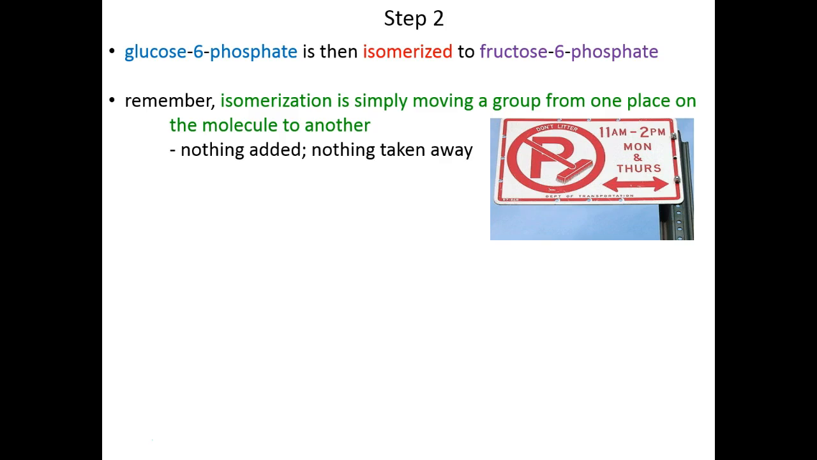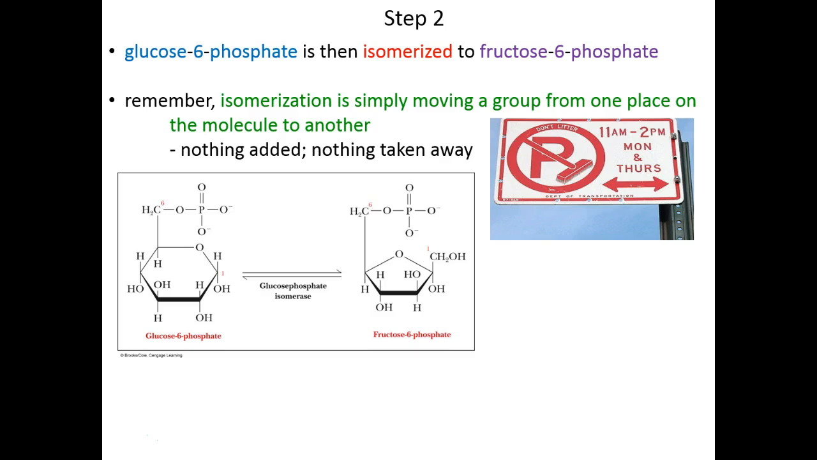So all the time, every week, all the cars are moving from one side to another. Same cars are parked in that street every day, right? Cars don't leave, cars don't come in, but they're just moving all the time, and that's an isomerization reaction. No new groups coming in, no new groups going, they're just moving from one side of the molecule to another.